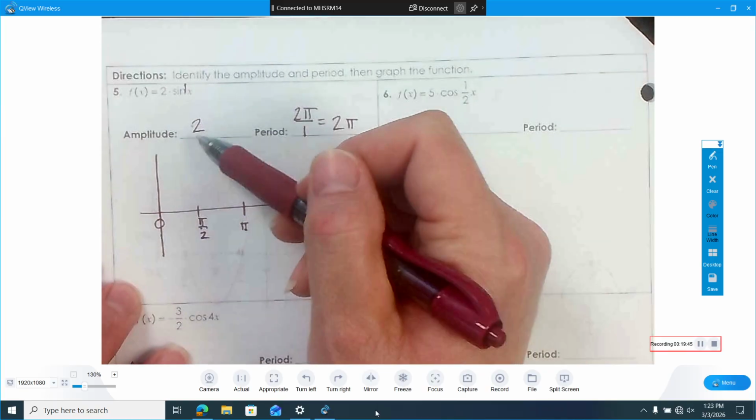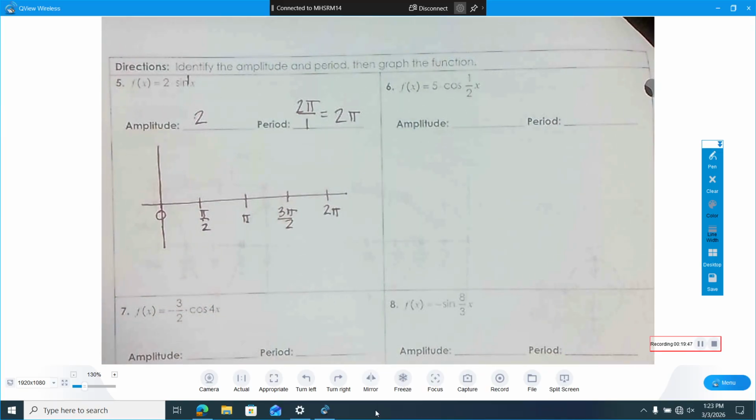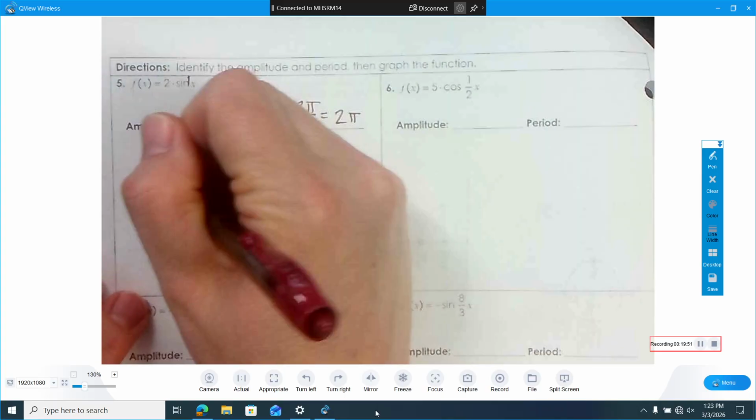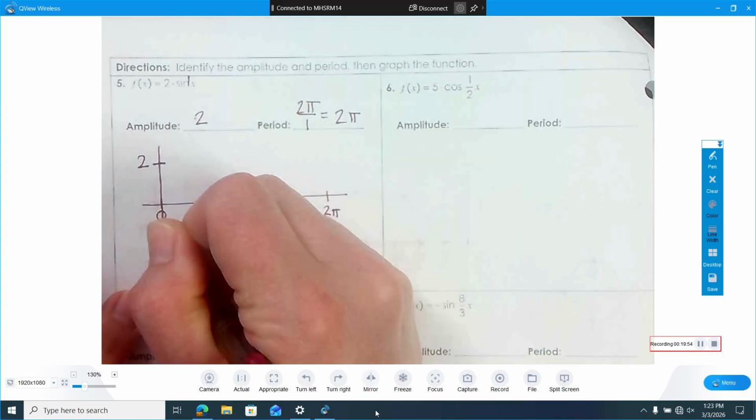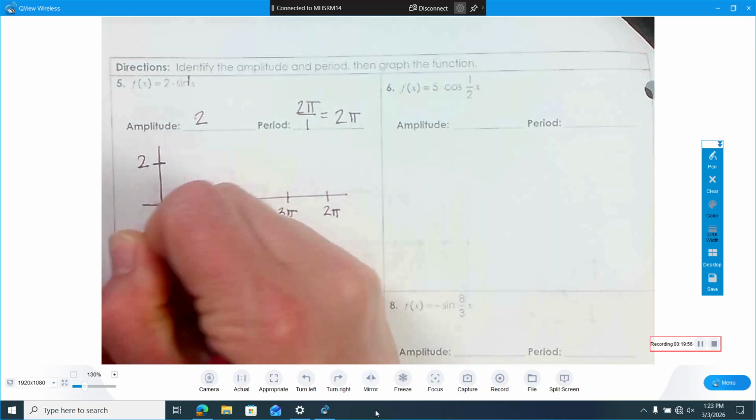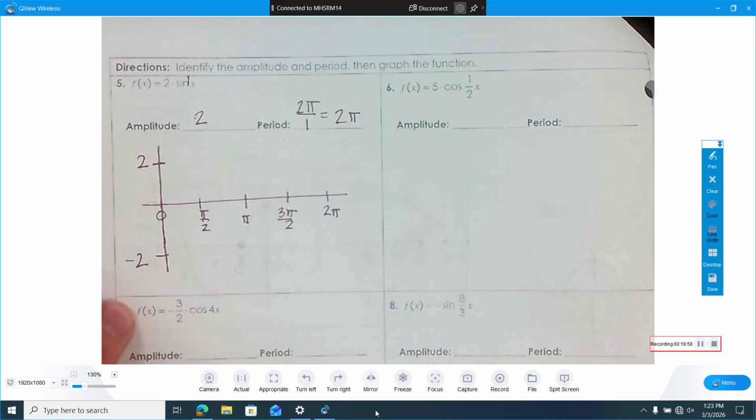Now my amplitude is helpful. Now instead of having an amplitude of 1, now we have an amplitude of 2. So our maximum now is 2, and what's our minimum going to be? -2. So see how that works? That's really, really easy. Okay.